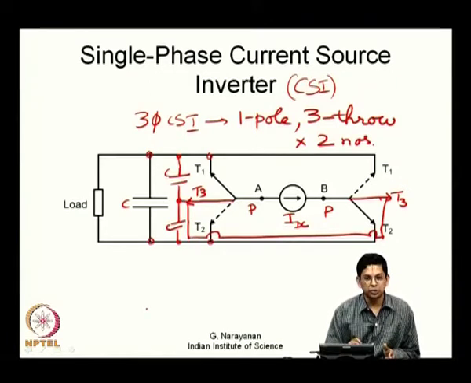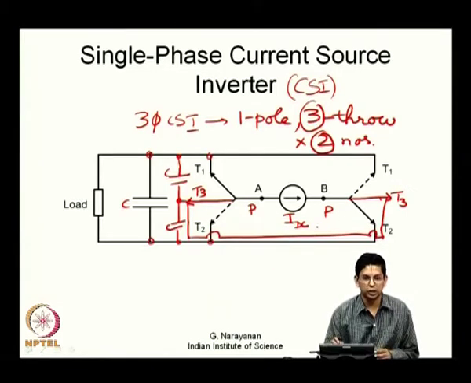So, why do you need 2 numbers? Because you have a current source with 2 terminals. Why do you need 3 throws? Because your load is now a 3 terminal load. So, you need 3. For a single phase CSI, we just had 2 single pole double throw switches. For a 3-phase CSI, we have 2 single pole triple throw switches as we have shown here now.